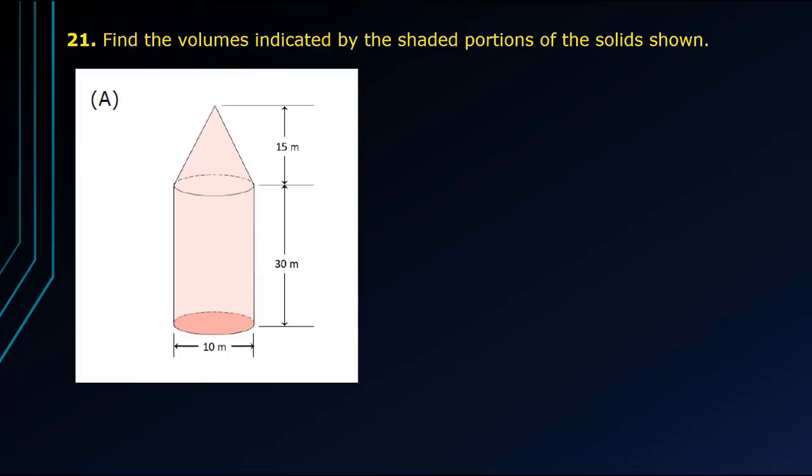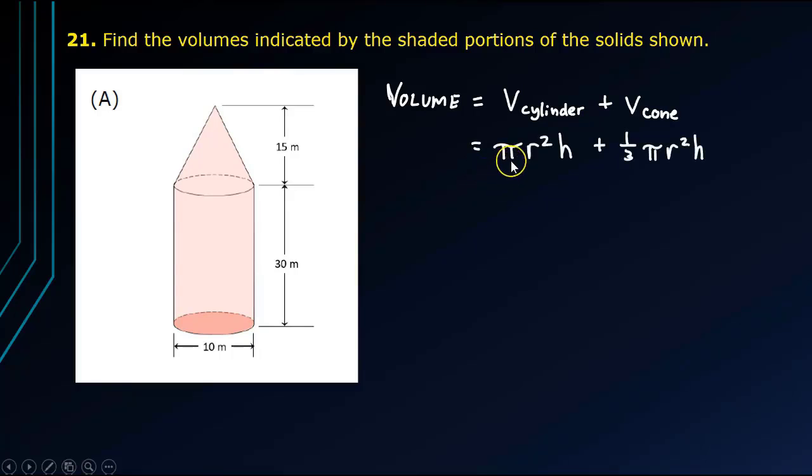So this one here is pretty straightforward. It's just basically a cylinder with a cone on top of it. So the volume of this is going to be the volume of the cylinder plus the volume of the cone. The formulas for those are pi r squared h for the cylinder, 1/3 pi r squared h for the cone.